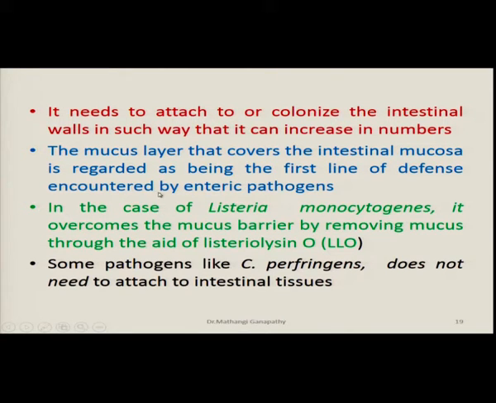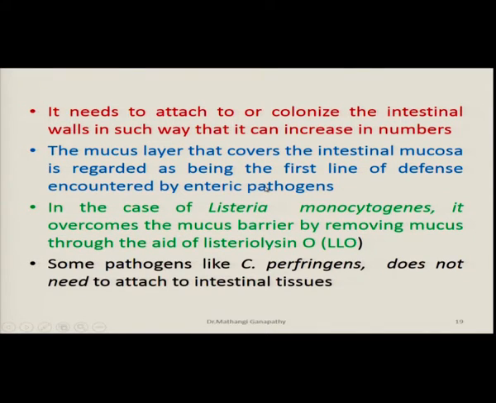The mucous layer that covers the intestinal mucosa is regarded as being the first line of defense encountered by the enteric pathogens. So, are you able to find a foothold and or grab an intestinal cell and get a foothold, or don't you have any attachment, any places where you can attach yourself? If you can have an attachment site, then you can manifest as an infection, proliferate. If you don't have an attachment site, then you cannot hold, you will just get washed off. So the mucosa, the lining, actually is involved in this.